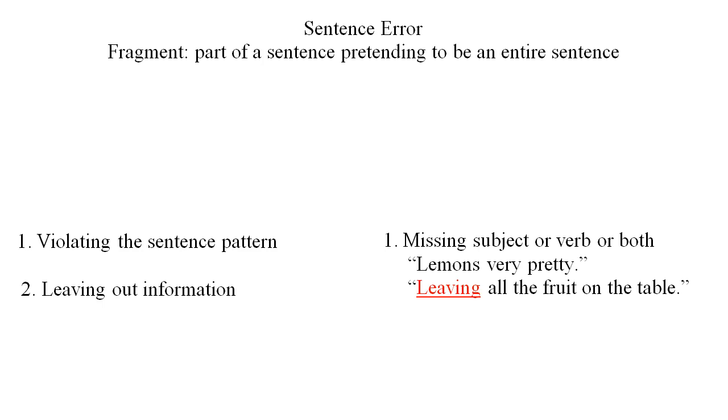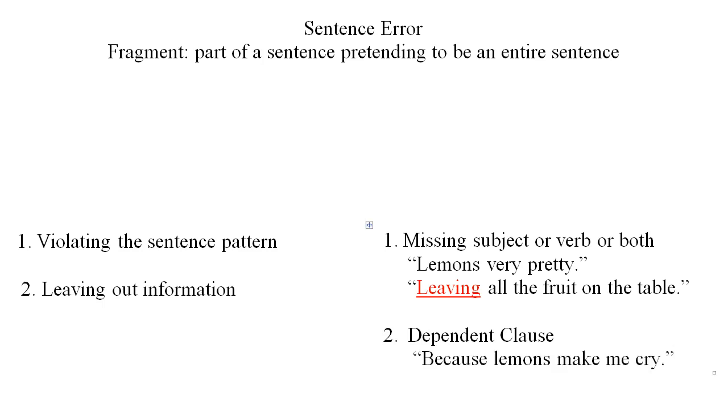There is also a kind of fragment that appears as a dependent clause. Now, as you know, a dependent clause needs an independent clause to complete its meaning. Without an independent clause, a dependent clause doesn't really tell an entire story. However, because of the way we talk, we can easily see ourselves writing something like, "Because lemons make me cry."